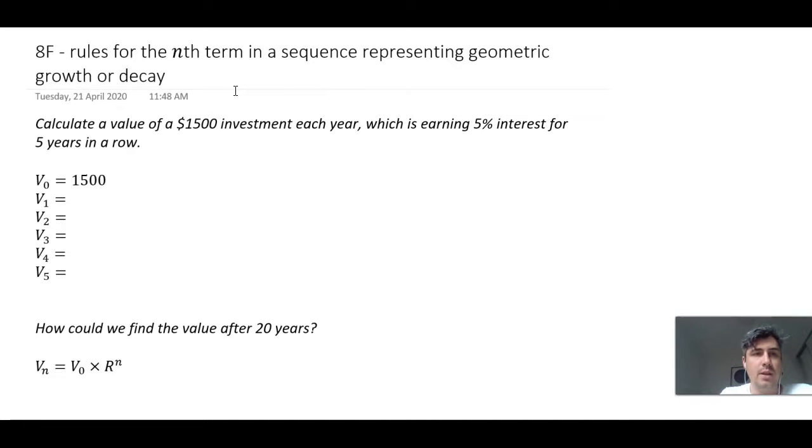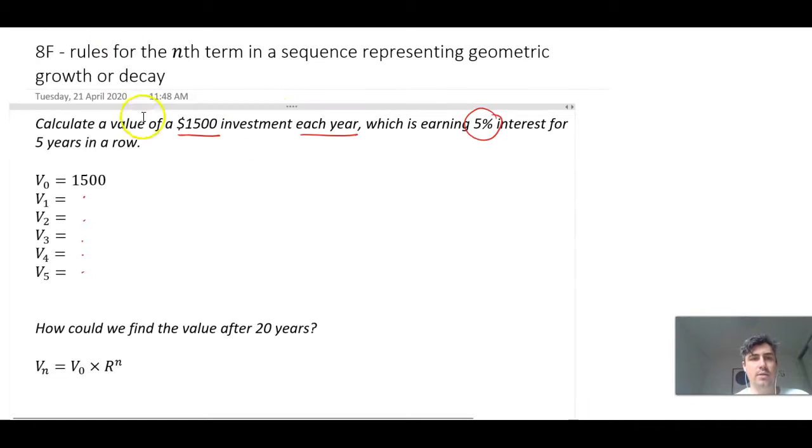So initially, we have learned how to do it recursively. That's what the first example here shows. It says calculate the value of a $1,500 investment each year, earning 5% interest each year. So we're being tasked with working out these ones. Pause the video and do it the fastest way on the CAS that you know how to do.